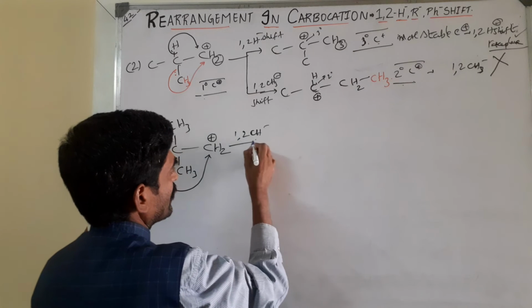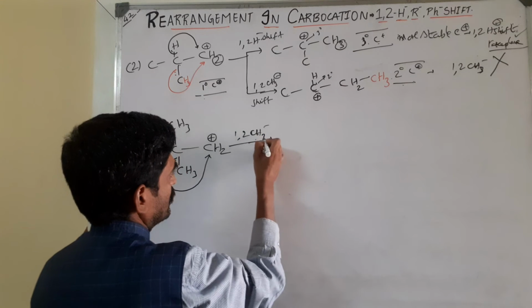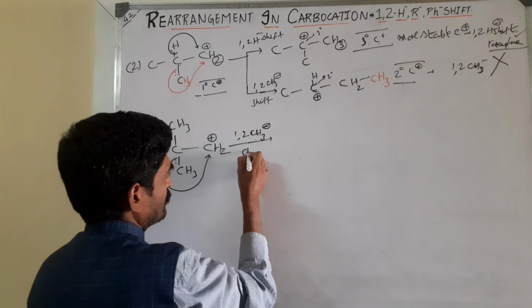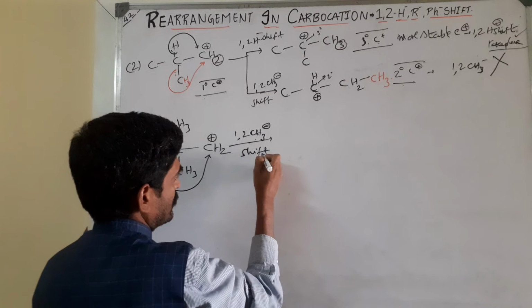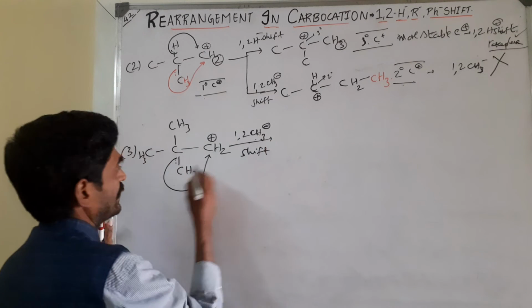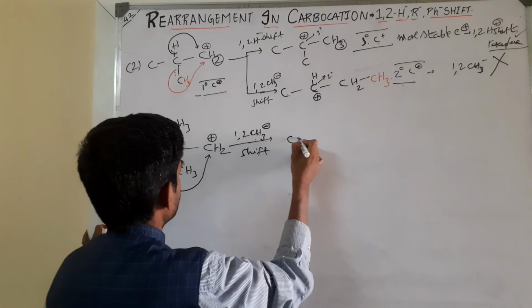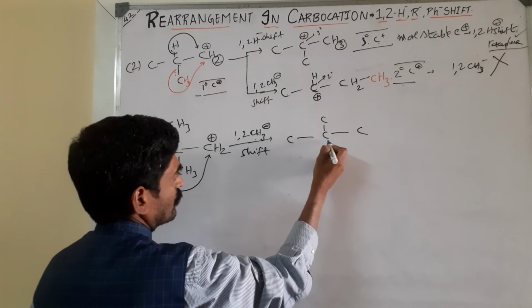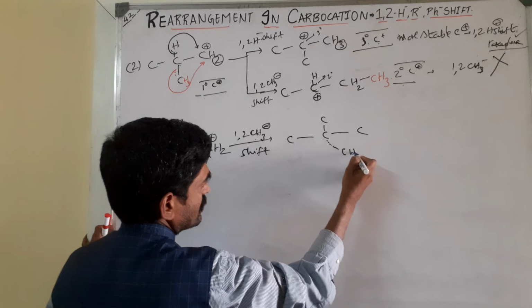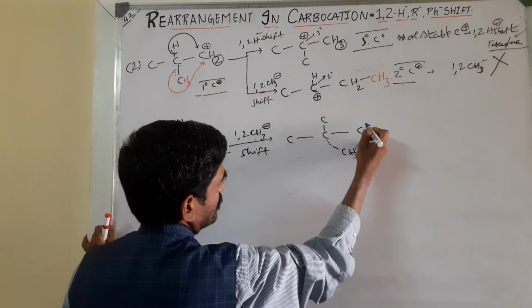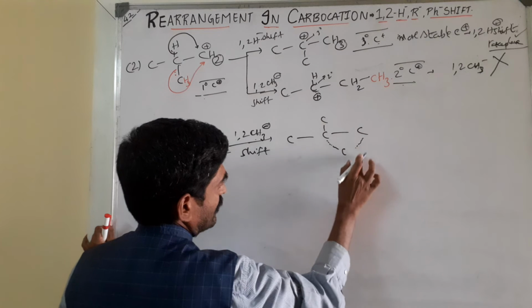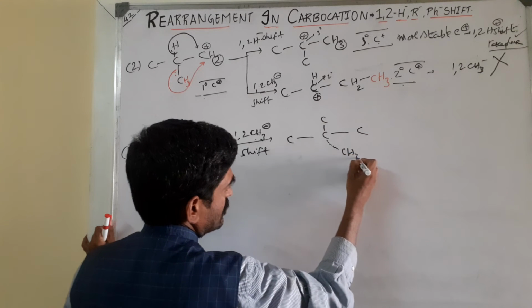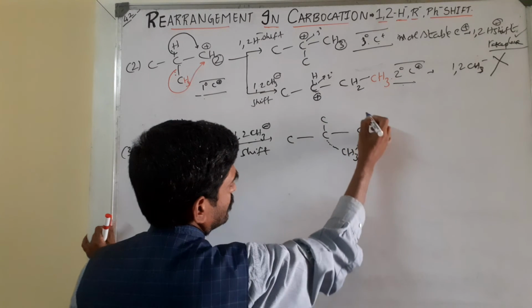So because of the 1,2 methyl shift, what will you get? At first we will explain that a transition state is formed here. This methyl group is going and making a bond with this carbon. Got it? So this is the transitional state.